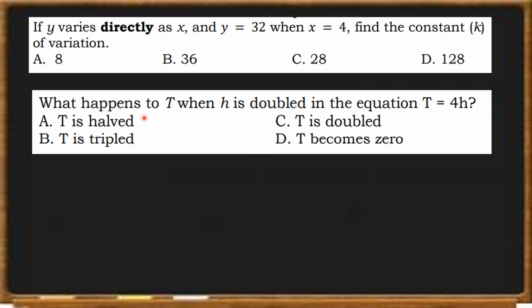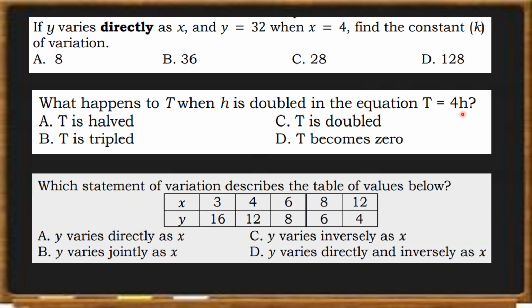Next, what happens to t when h is doubled? In the equation, t is equal to 4h. So, doblein daw natin tong letter h. Pag dinoble natin to, magiging 2h. So, 4 times 2h, magiging 8h. Kung 8h na to, ikumpara mo sa 4h, ano nangyari kay 4h na naging 8h? Na doble din. So, ito po yung sagot, t is doubled also, kasi naging 8h nung ginawa natin tong 2h.